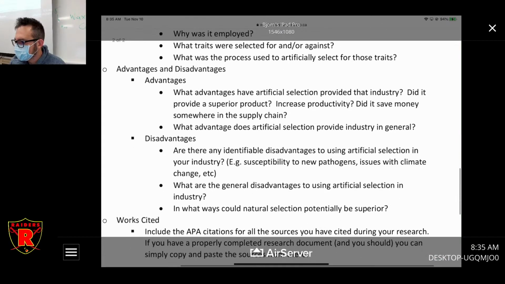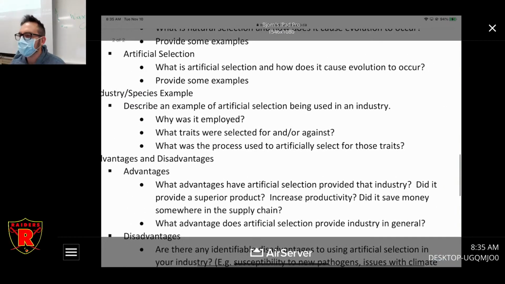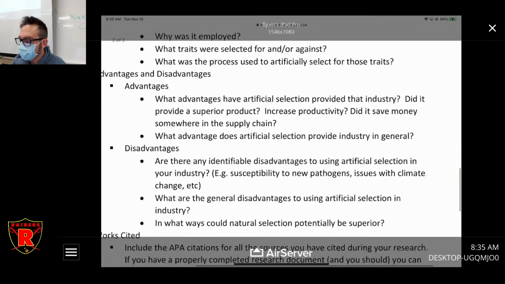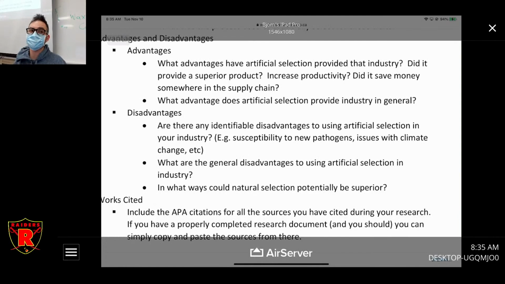Then the last part here, tell me a little bit about the good things. So we've done that. What are some of the advantages to doing that? Did it give us a superior product? Is there more productivity from that thing, whatever it is? Is it money saving? What's the purpose? Why did we do it? What's the advantage? And then usually for most of these, there is some disadvantage to doing that.